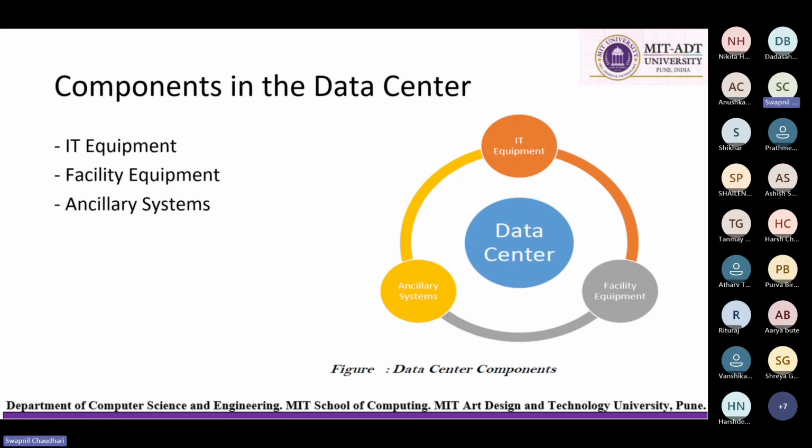Now we are going to understand a very important concept in data center design, that is the components in a data center. When we say data center, many of you think only about the servers, but in reality a data center is made up of three major components: IT equipment, facility equipment, and ancillary systems. These three components together ensure that the data center runs efficiently, reliably, and continuously.